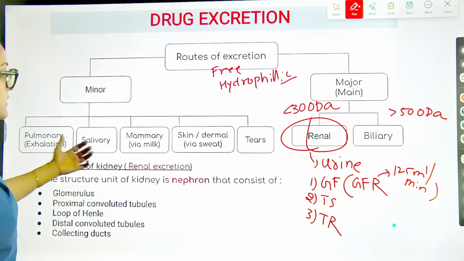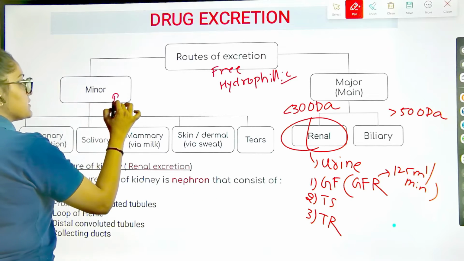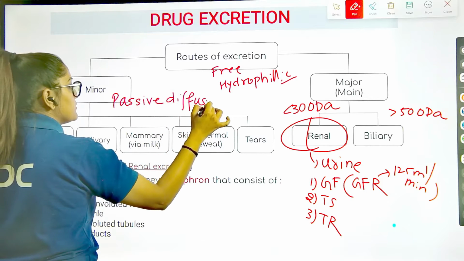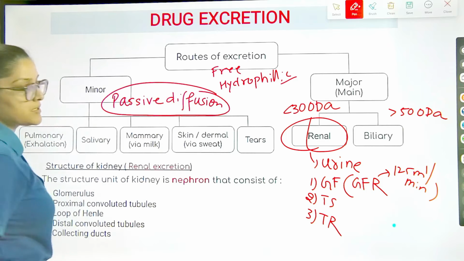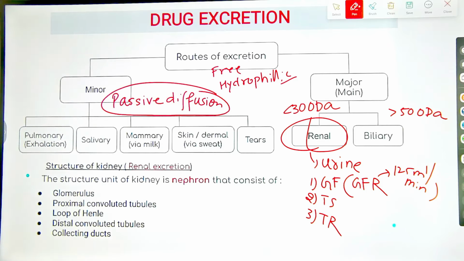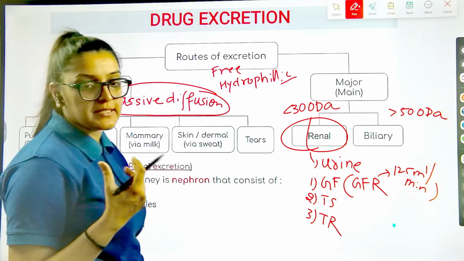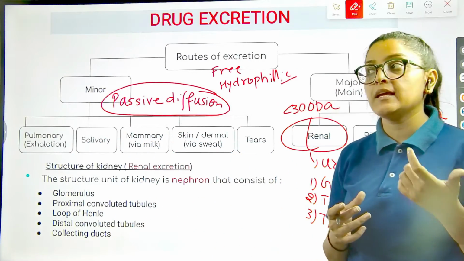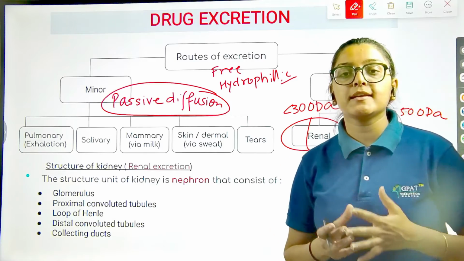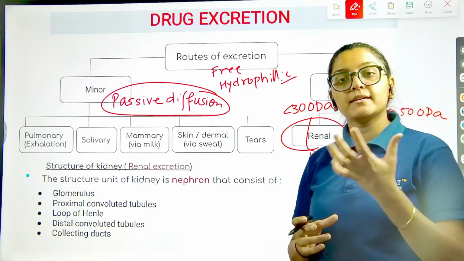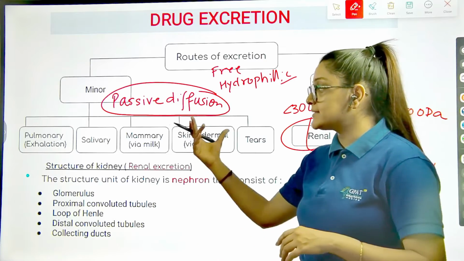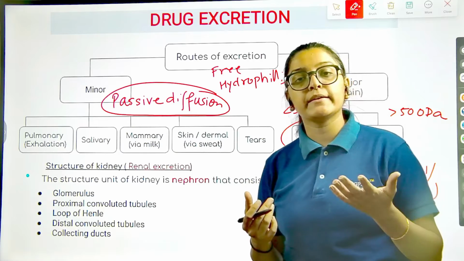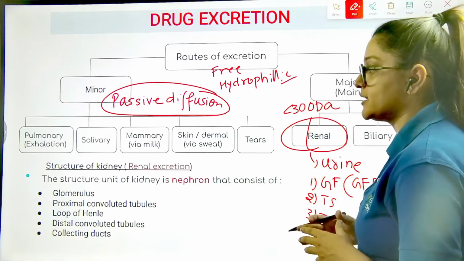For the other, non-renal routes, the drug excretion is generally through passive diffusion. That is the major mechanism. For the lungs, for example, volatile or gaseous drugs are generally excreted out. For the saliva, free, unionized and lipophilic drugs can be excreted out. From the milk, likewise, free, unionized, lipophilic drugs can be excreted. But from the intestine, generally the water soluble, ionized fraction is excreted out.